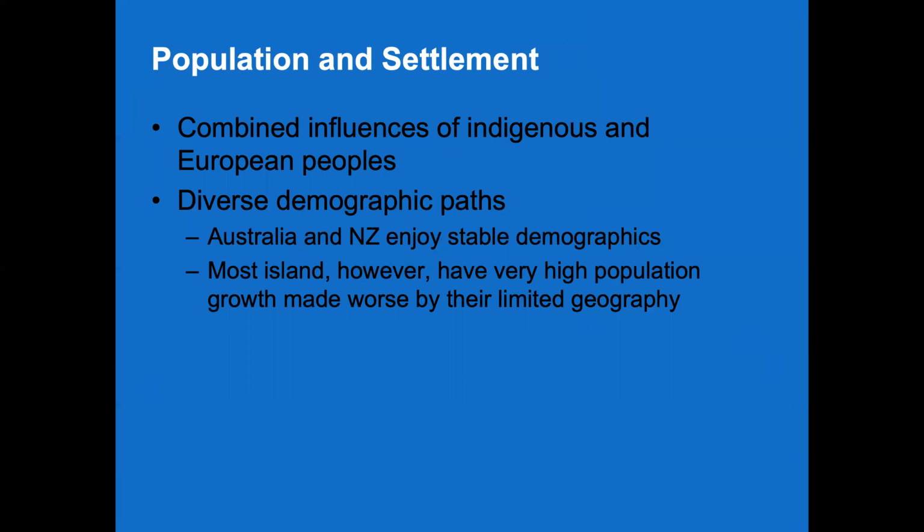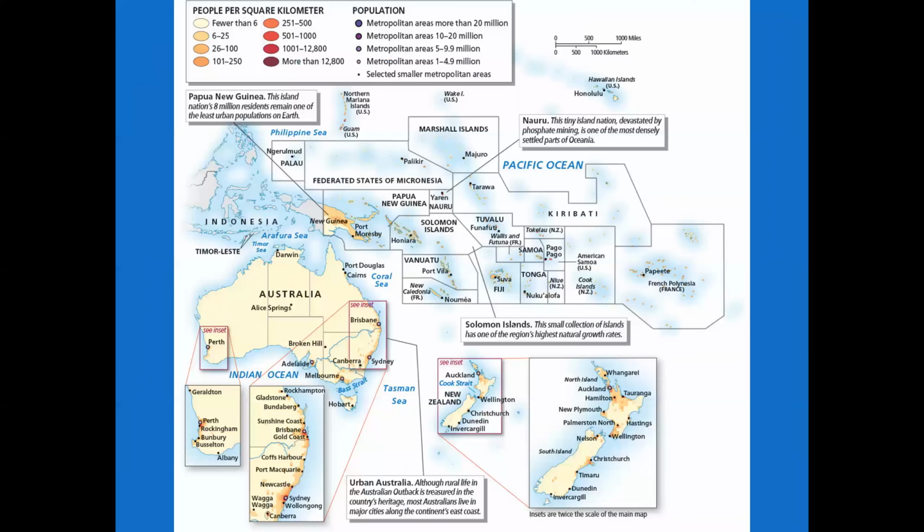Population and settlement. This region is very sparsely populated, even in the areas where people live in larger numbers. Australia and New Zealand have stable demographics. However, the islands still have high population growth rates. And that is made worse by the fact that they are limited in their space, right?